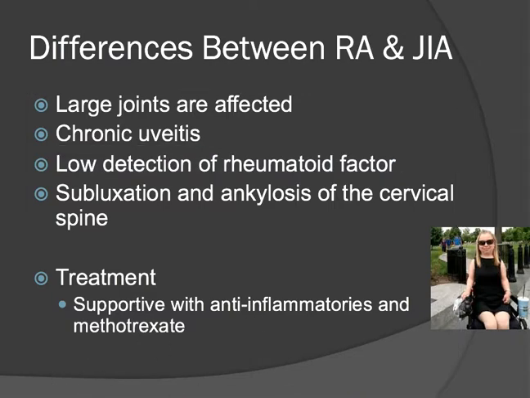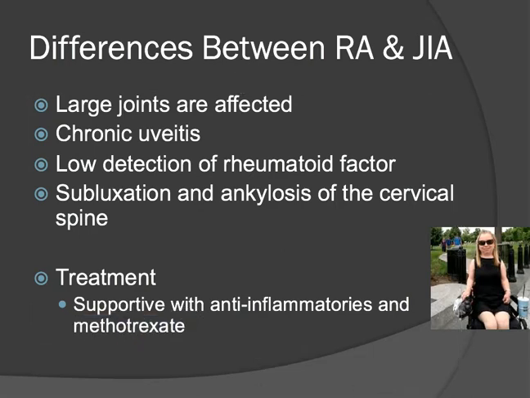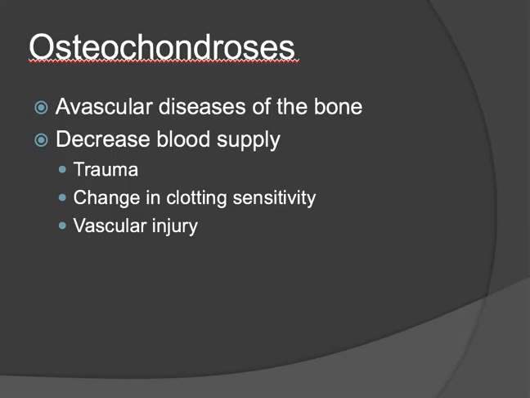Treatment for this, which is also the treatment for adults, by the way, is supportive care, or symptom management with anti-inflammatories. Methotrexate is an immunosuppressant that we give, because remember, these are immune-related diseases, and methotrexate will help to reduce the joint involvement.